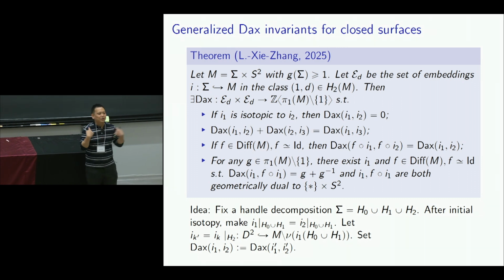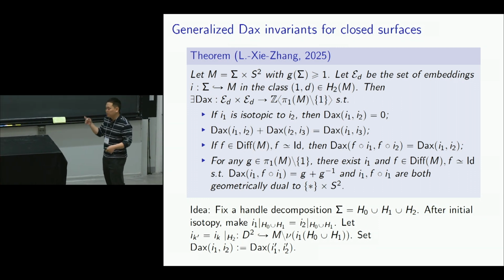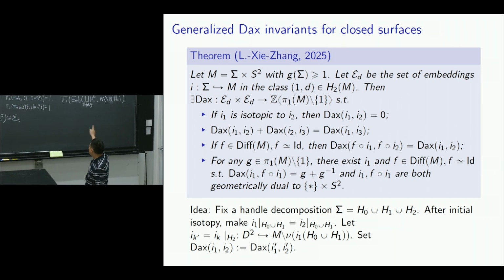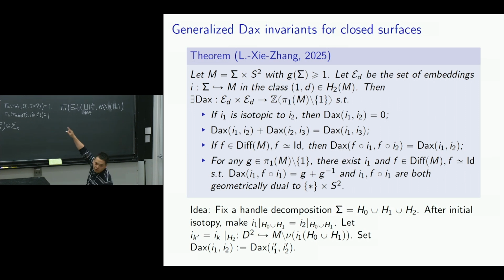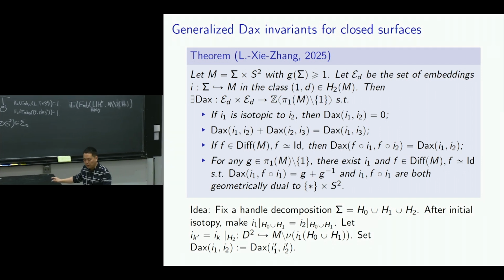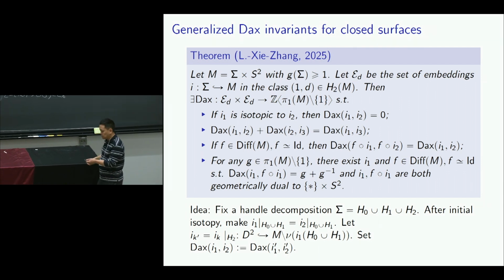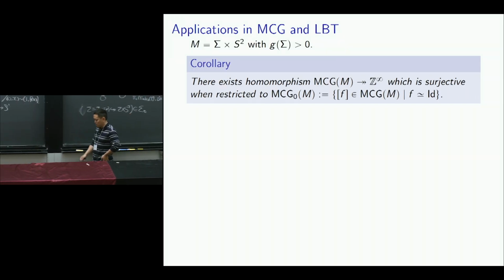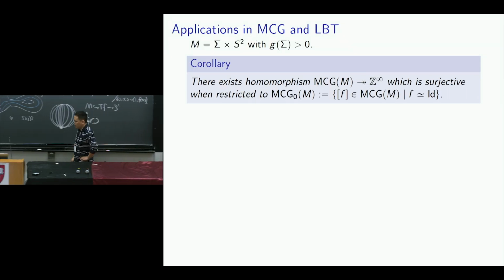But now with the 1 handle, you can have non-trivial loops of isotopies. So we need to carefully control this group and understand that if you change the initial isotopy by a non-trivial element here, it doesn't change the final answer. Okay, so that's the Dax invariant, and this gives us some corollary.